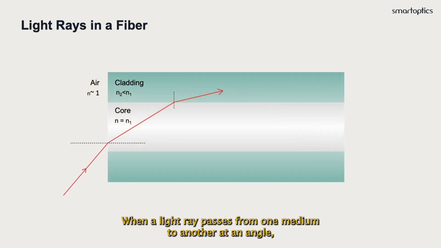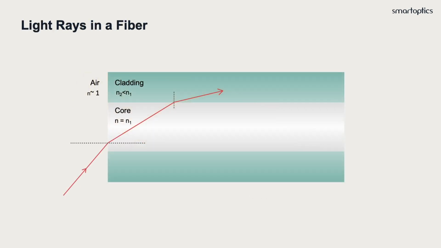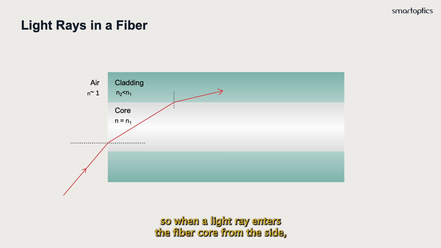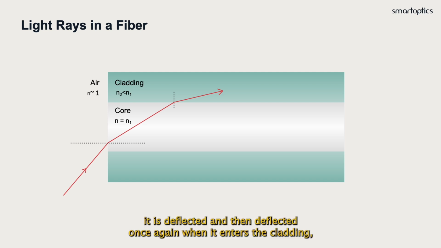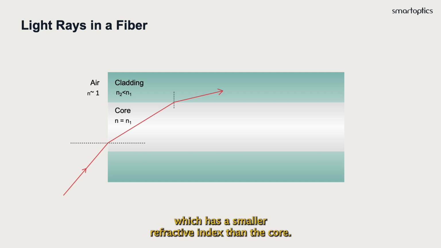When a light ray passes from one medium to another at an angle, the light ray is deflected, refracted, if the media have different refractive indices. So when a light ray enters the fiber core from the side, it is deflected and then deflected once again when it enters the cladding, which has smaller refractive index than the core.